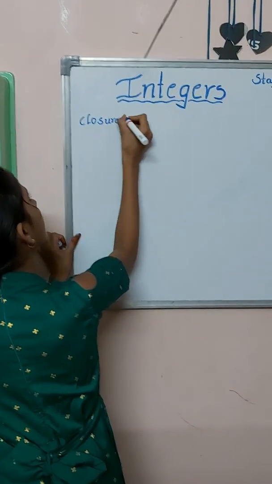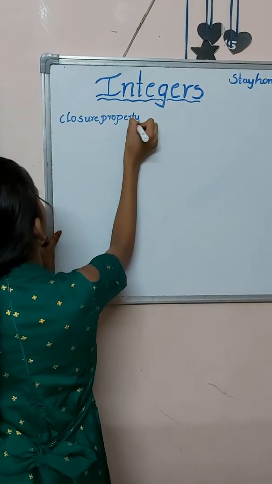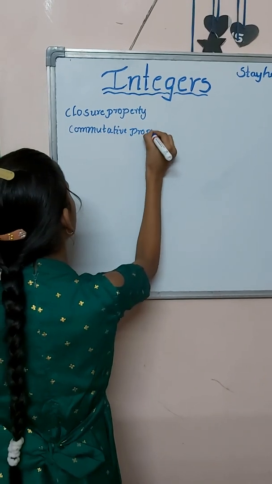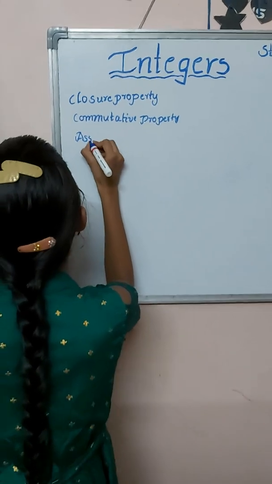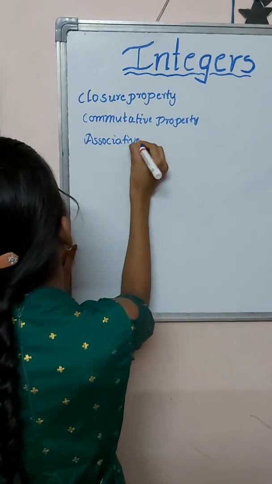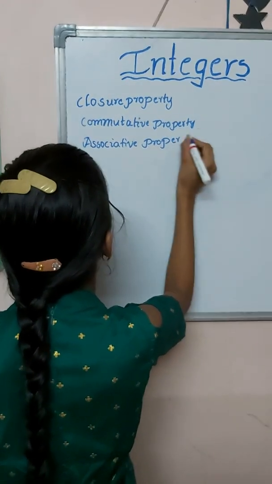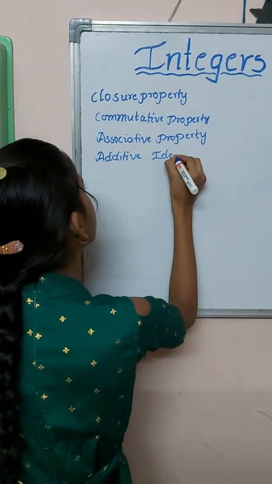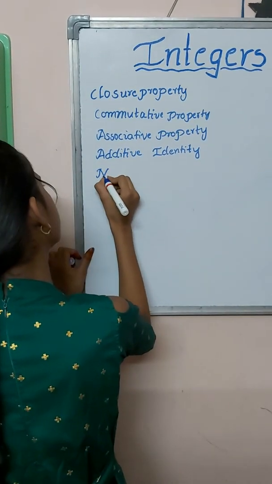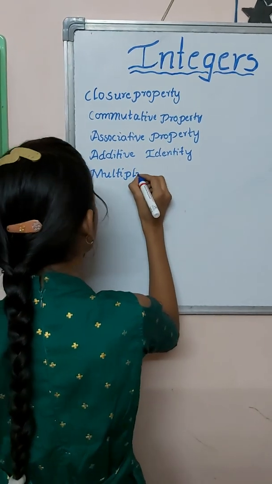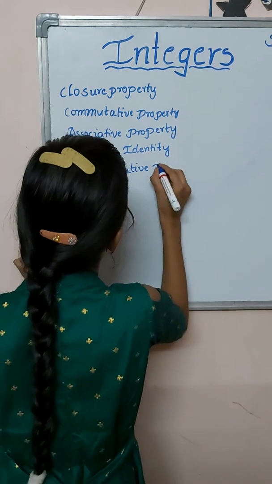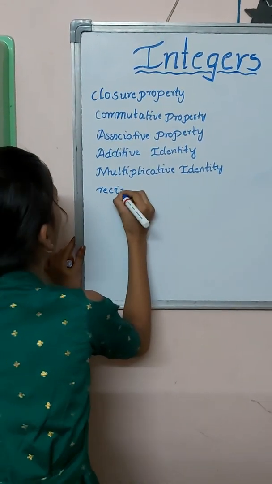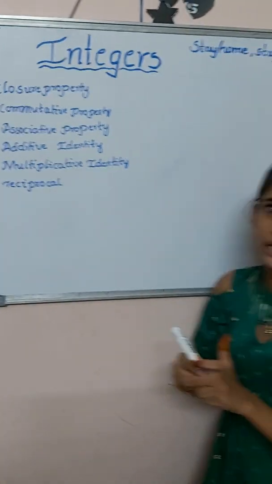Now we are going to discuss closure property, commutative property, associative property, and next additive identity, multiplicative identity, and reciprocal. So these are the properties. Now we are learning this.